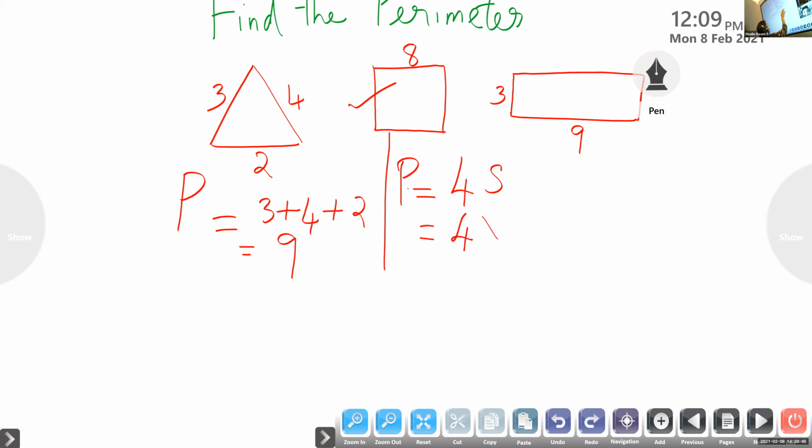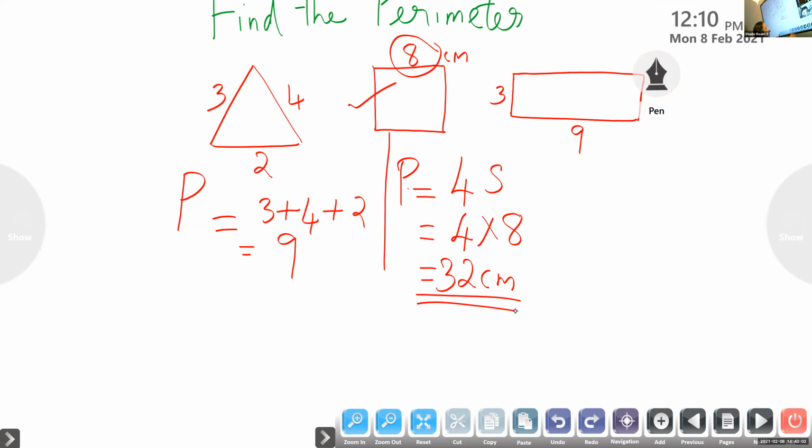4 times, which is the side given here? 8. So what's the answer? 32. So children, if it is given in centimeter, you can write centimeter, or if it is given in meter, you can write in meter.